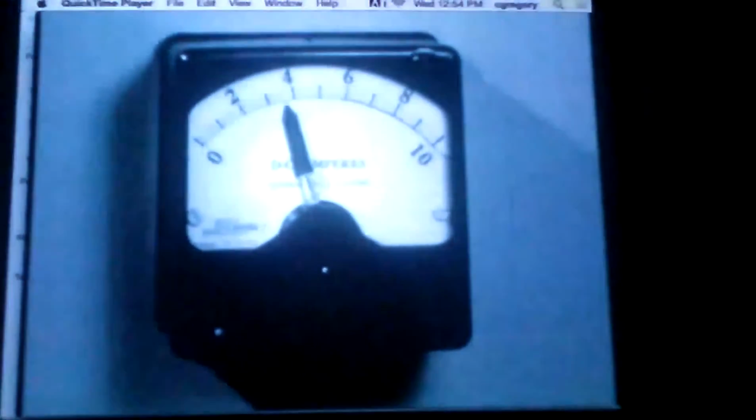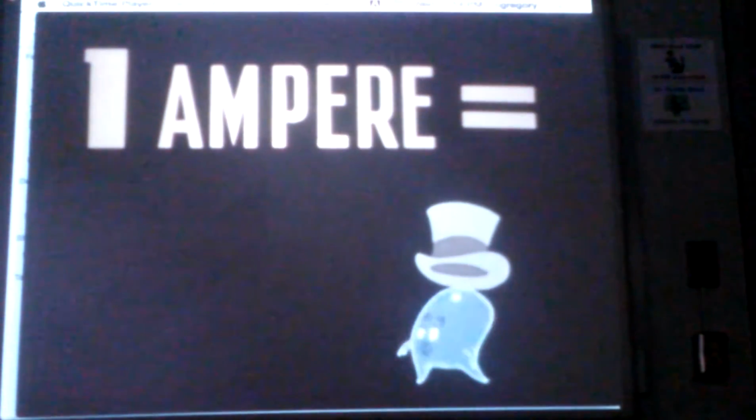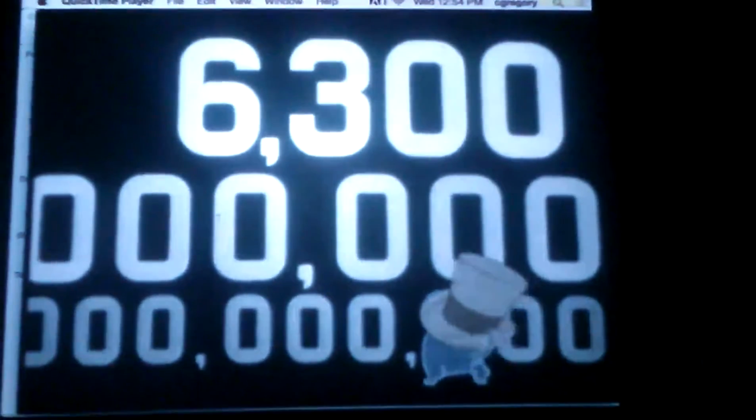The unit of electric current is the ampere. 1 amp, now hold on to your hat, is 6,300,000,000,000,000,000 electrons passing any given point in 1 second. Current or amperage, then, is the number of electrons that pass a given point in a given time.